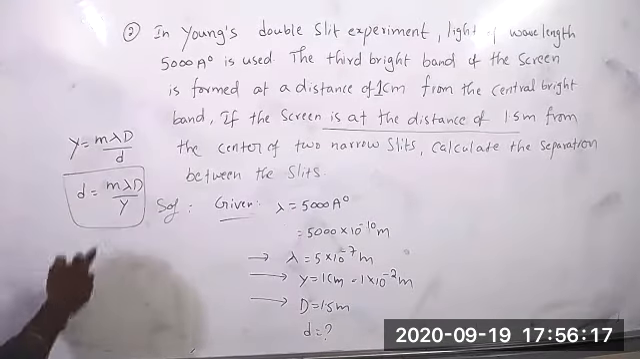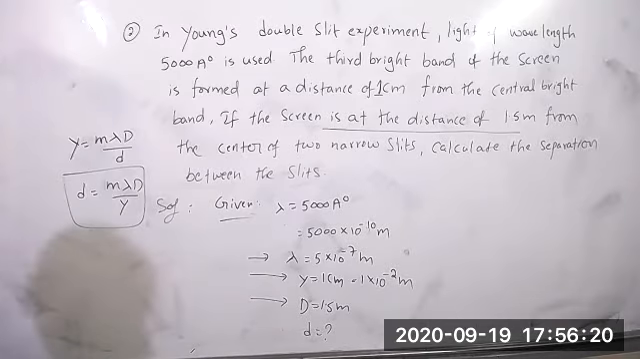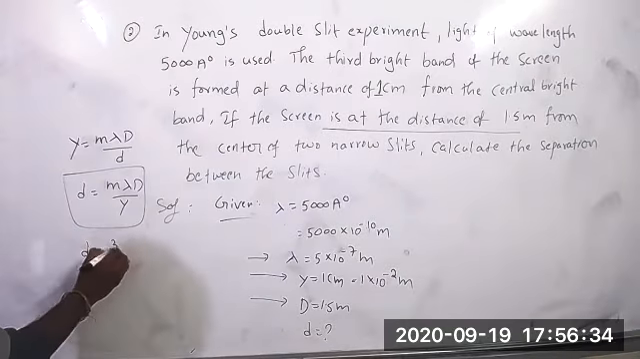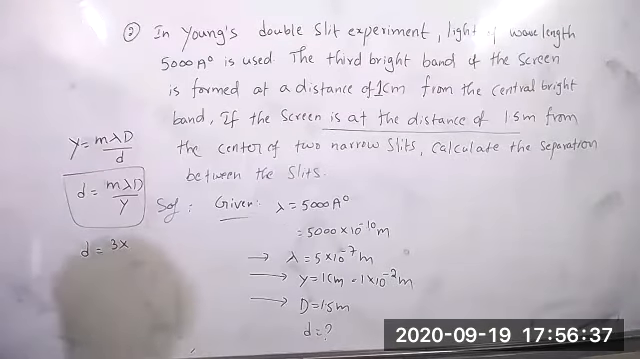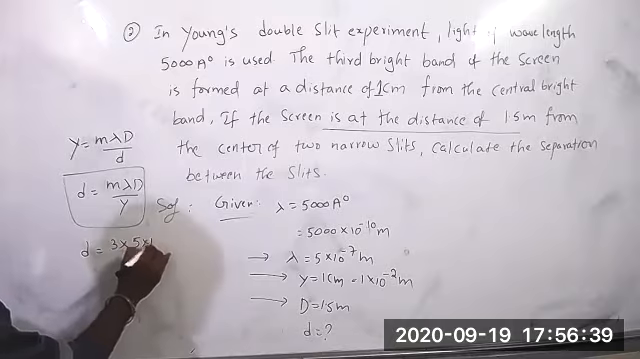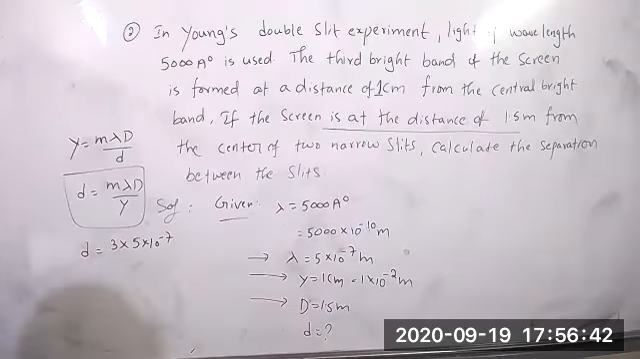Yes, sir. We had forgotten the m term, sir. m is the number of the bright fringe. Central bright fringe, 1 centimeter, separation of the third bright fringe band. So d equal to 3 into lambda, which is nothing but 5 into... Hello? The network is a big problem, I think.